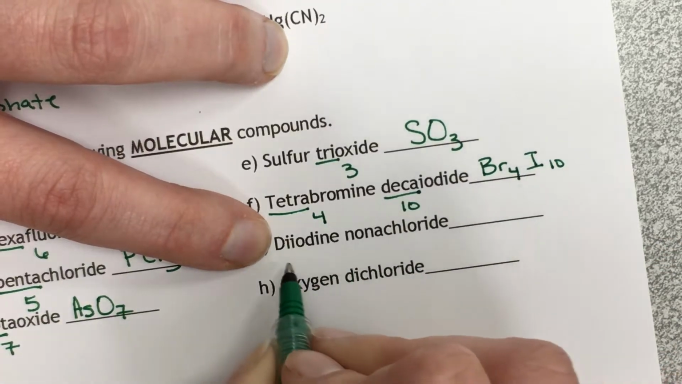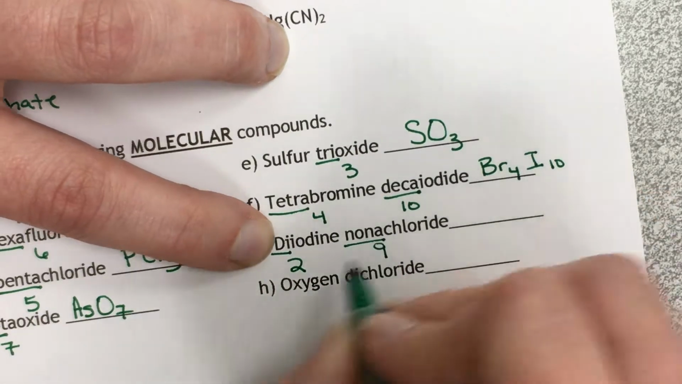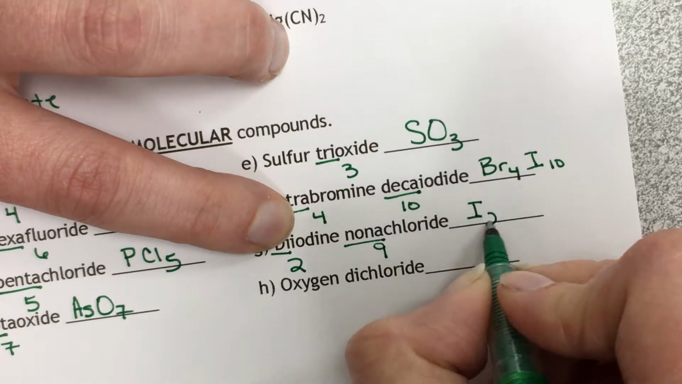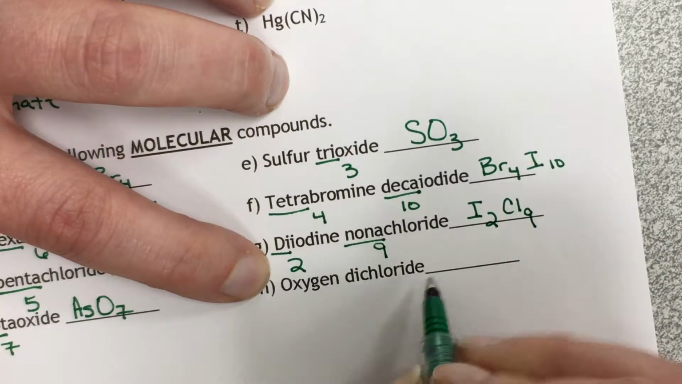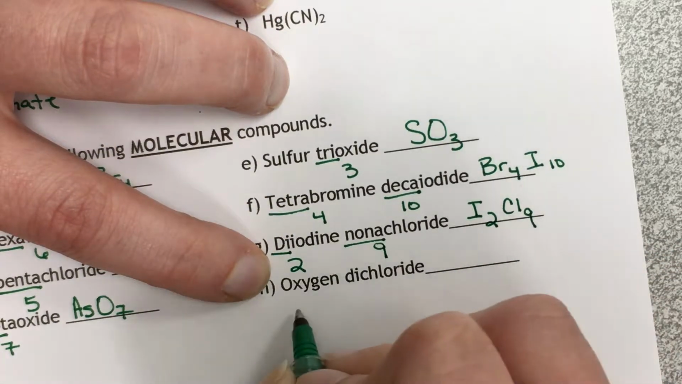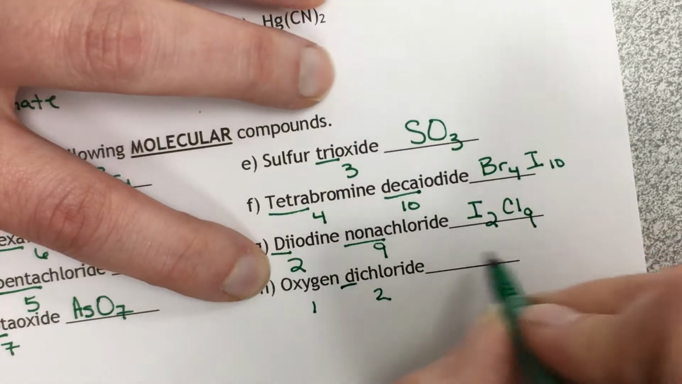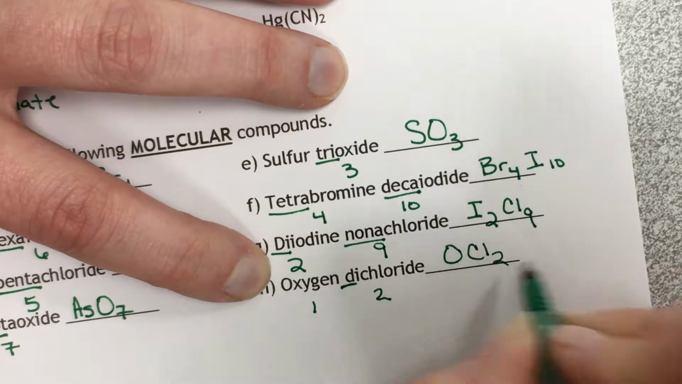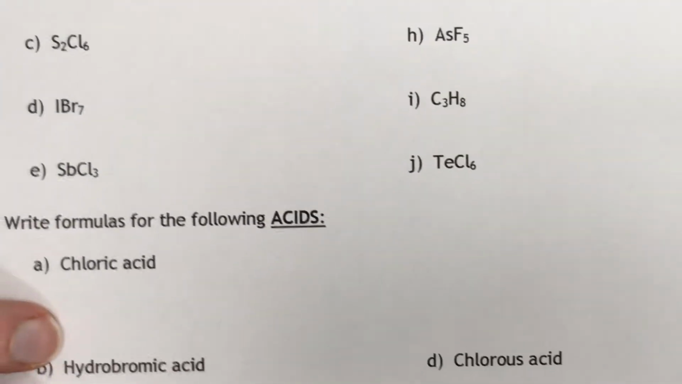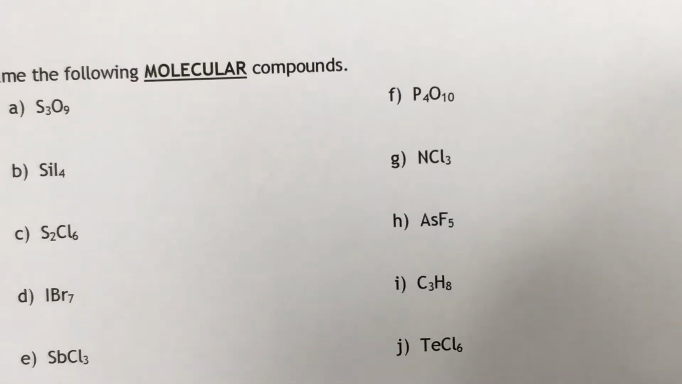Diiodine nonachloride. So we have di, which means 2, nona, which is the prefix for 9. Iodine, we have 2 of them, chlorines, we have 9 of them. Oxygen dichloride. There is no mono in front of it, but it's assumed, so we have 1 of them. Di is the prefix of 2, so we have oxygen, 1 of them, chlorine, 2 of them. Easy. Now we're going to name these molecular formulas, which is honestly just as easy.